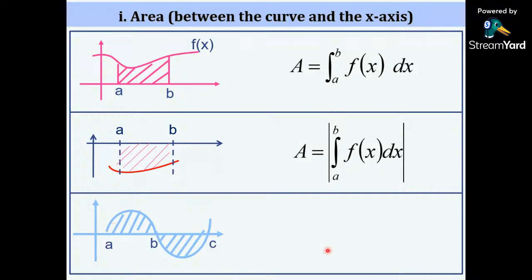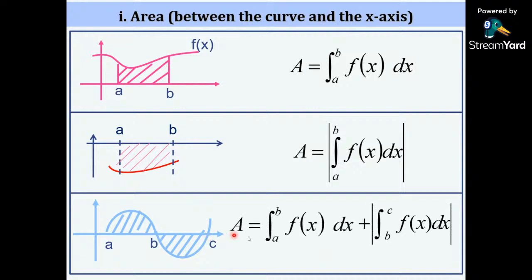And for the next example over here, if you have an upper curve and lower curve to the x-axis, to find the area, for the upper curve, we just integrate as it is from A to B, but from B to C, since the curve is below the x-axis, you need to put the absolute value sign over here. This is because we want to make sure the area is positive. We cannot have negative area.